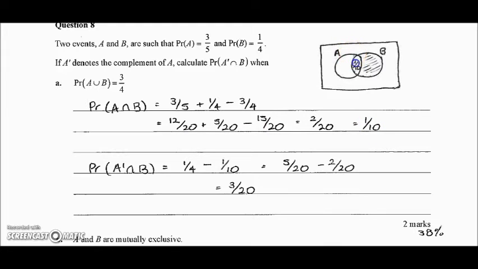So 1/10 goes in the middle there. Okay, so the probability of A prime intersect B, we're looking for everything that's not in A and is also in B. So it's this little shaded area in here. Now that shaded area is going to be the probability of B, which is a quarter, minus 1/10. So a quarter minus a tenth is 3/20. So 3/20 is what we're looking for here.